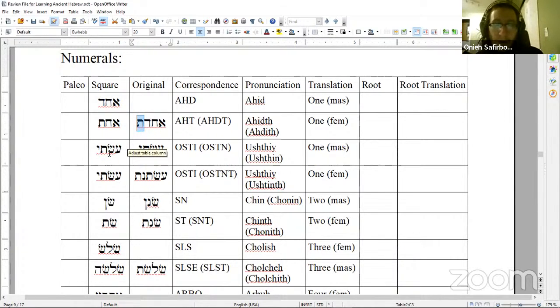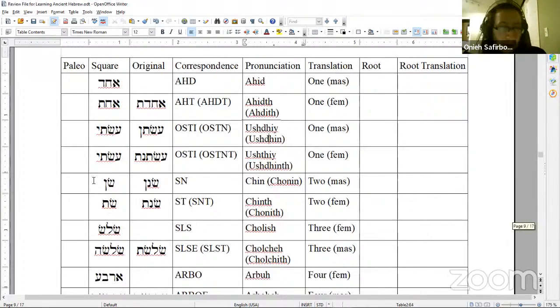And for two, oh no, this is also for one. It's the older form for one, and that's ashti, originally from ashtin, masculine form of one, and then also ashti in standard Biblical Hebrew, but originally it was ashtin. Ashtin. Okay.